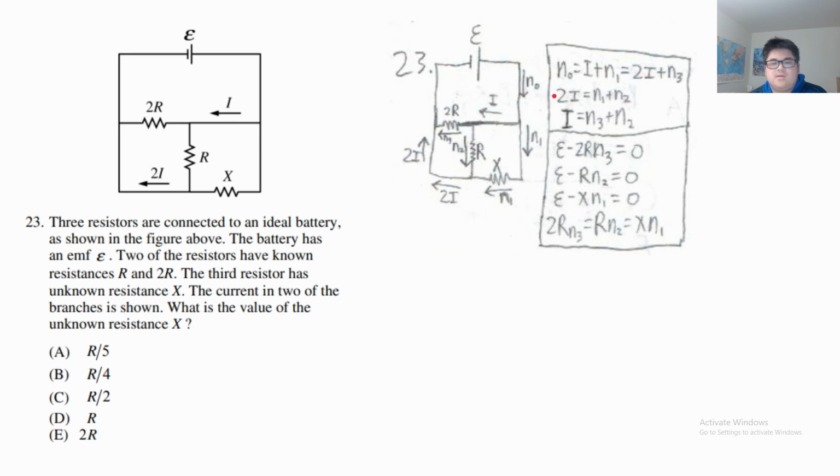Now, the current 2I here has to be equal to N1 plus N2, because current N1 flows into here and current N2 also flows here. So 2I must equal N1 plus N2. And I is also equal to N3 plus N2, because the current flowing into the junction here is I, and the current flowing out of this junction is N2 plus N3.